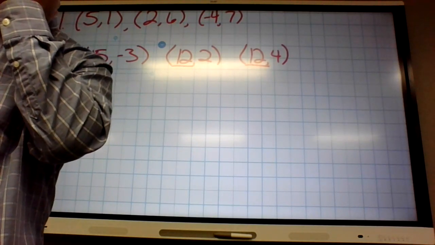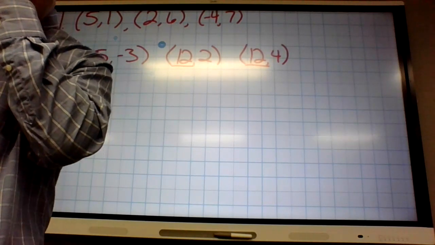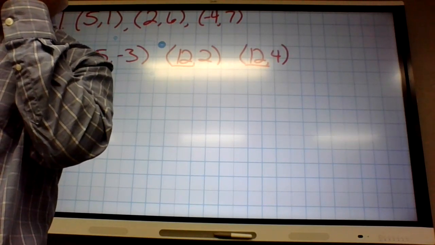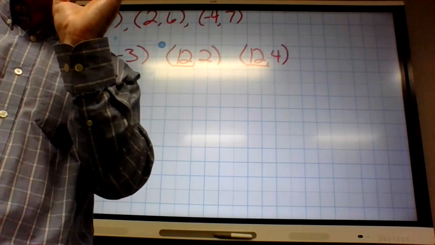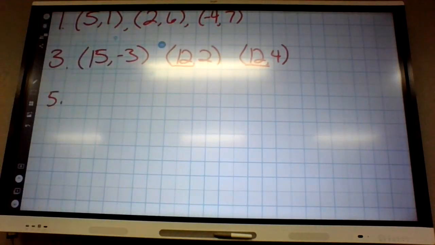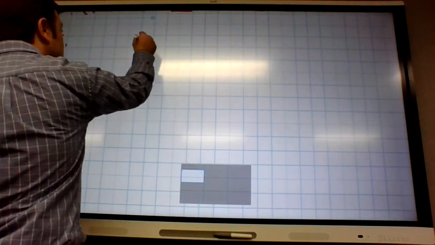Number 5. Duplicate the graph. Okay. So we need the graph paper. You're supposed to copy the graph that they drew. So we gotta do B.